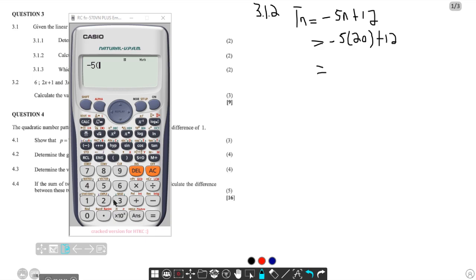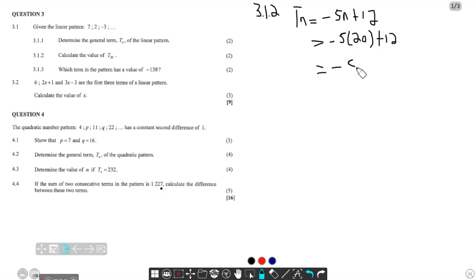So we're going to add minus 5 multiplied by 20 plus 12. It's going to give us negative 88. That is 2 marks. Then we move on to the next question.